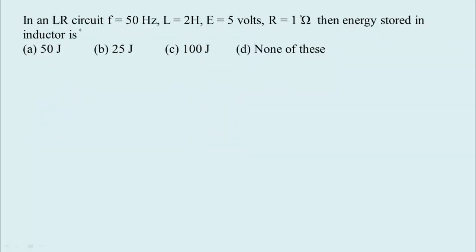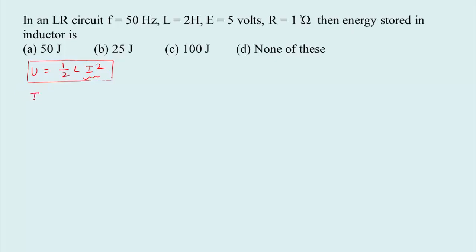In an LR circuit of frequency 50 Hz, L is 2 Henry, E value is 5 volt, and R is given as 1 ohm, then the energy stored in the inductor is? So we have the direct equation for energy stored in an inductor, which we studied in electromagnetic induction, that is U equal to half L I square. So we can use this equation. F, L, Vrms and R are given, so we have to calculate half L I square. But here we don't know the value of I square. So first we have to calculate this one.